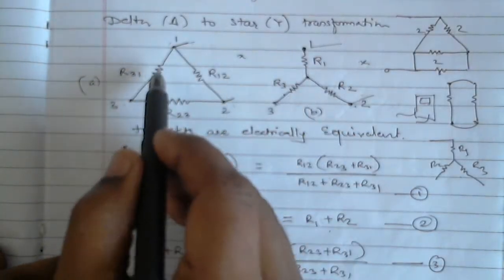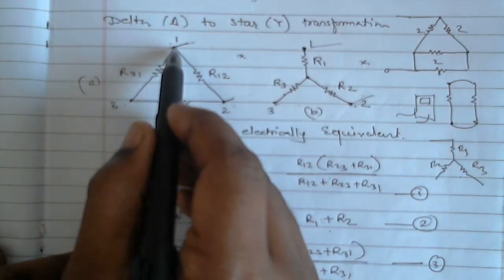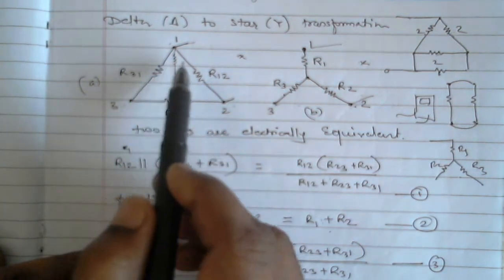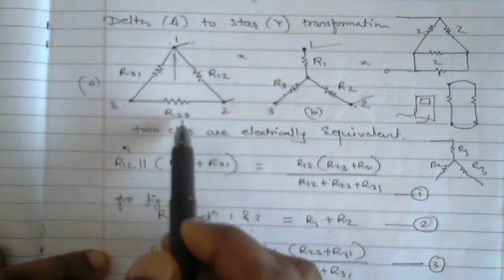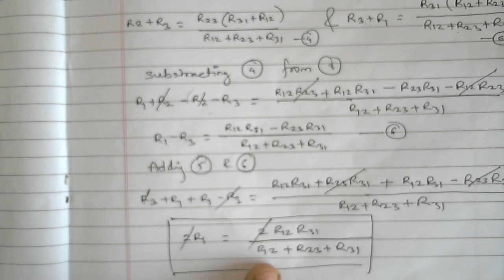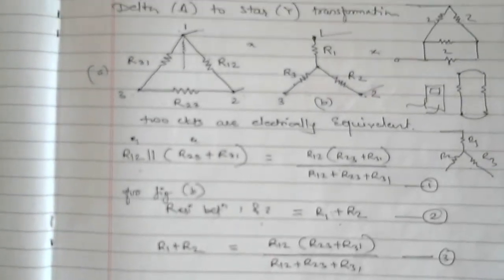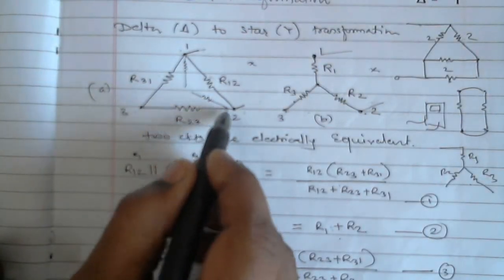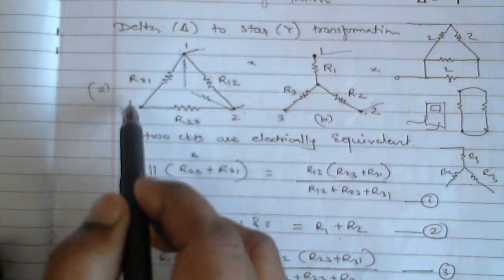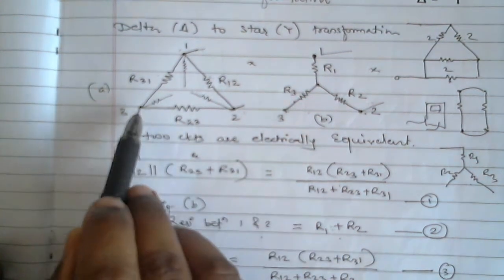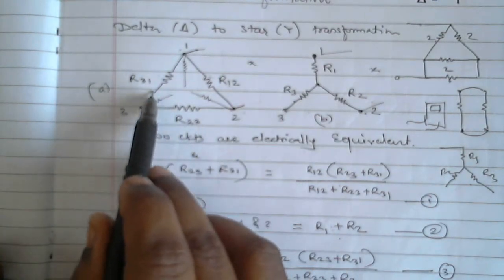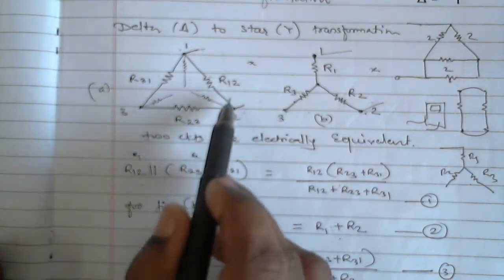What is that relation? Whenever we want to convert this delta into star, the resistance in between should be the multiplication of these two resistances divided by the addition of all three resistances. Now similarly, in a similar way, you can write for the remaining parameters. R2 will be what? See here, R2 means here, so R12 into R23 divided by the addition of these three. What will be R3? It is in between these two, right? So R23 into R31 divided by all three. Are you getting it? So this is the delta to star conversion.